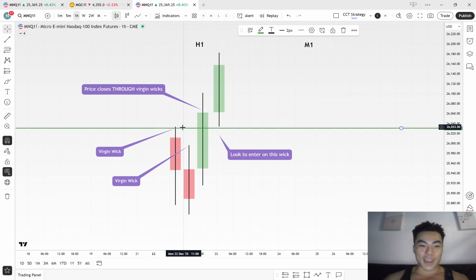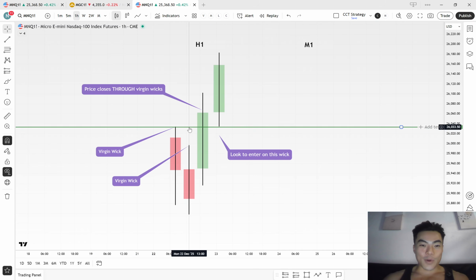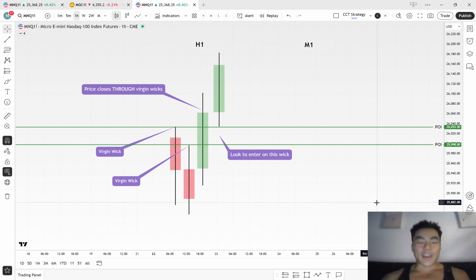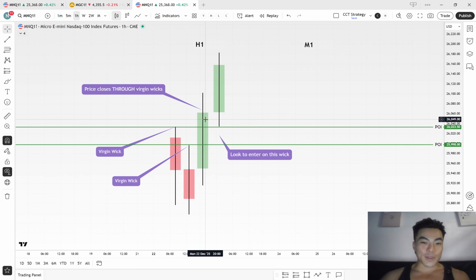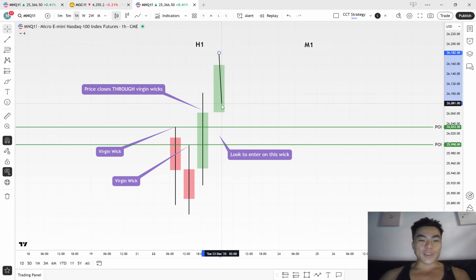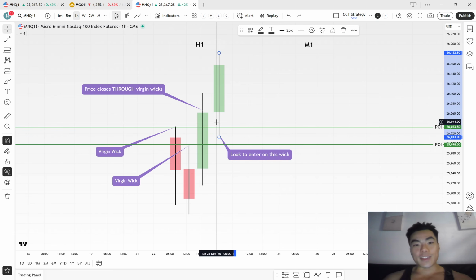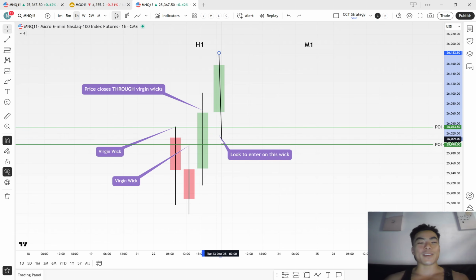So what I do is I mark out these levels with a horizontal line, okay? So now these two are your point of interest lines. And so then you wait for this candle to close, and then the next one, you want to see a wick come down and touch either one of these POIs, close underneath it, and then price shoot back up. And you want to enter your long position on this wick when it engages with the POI.